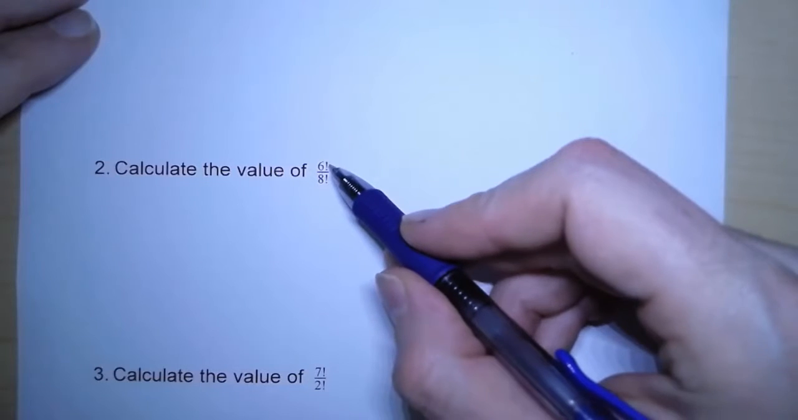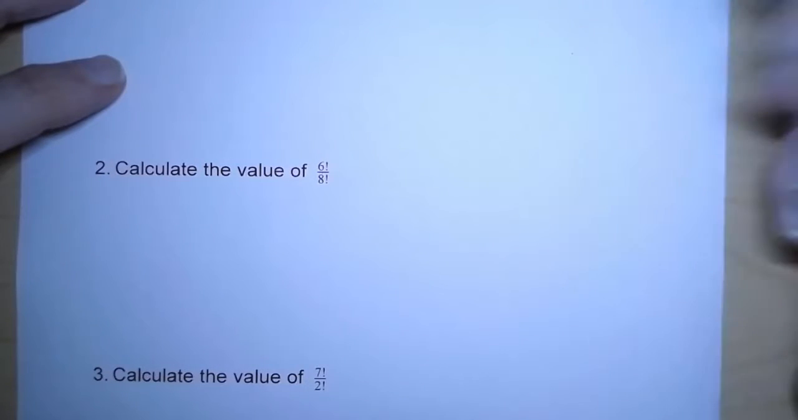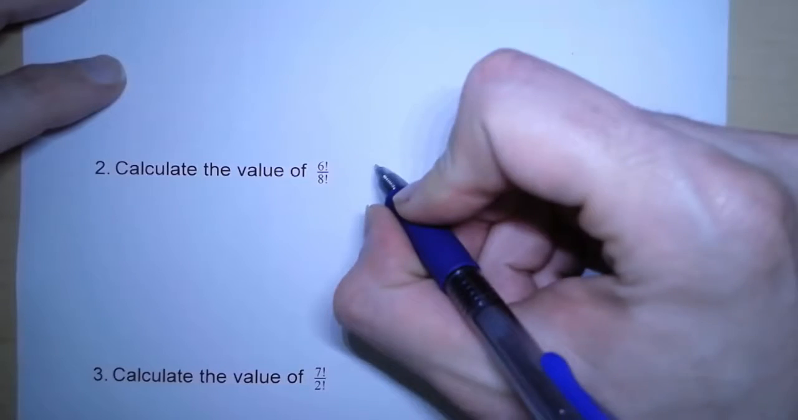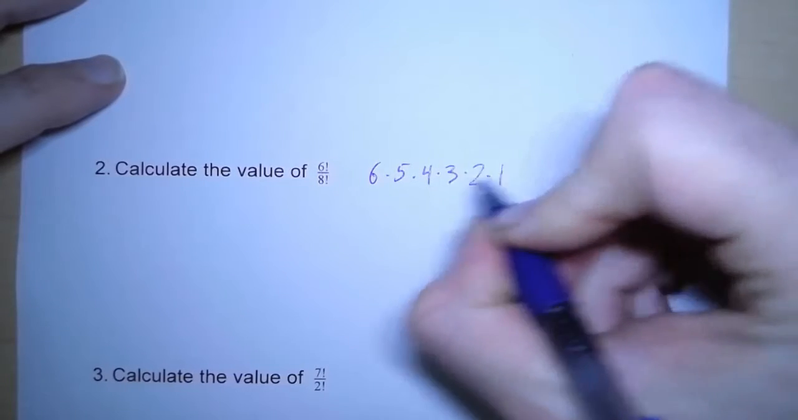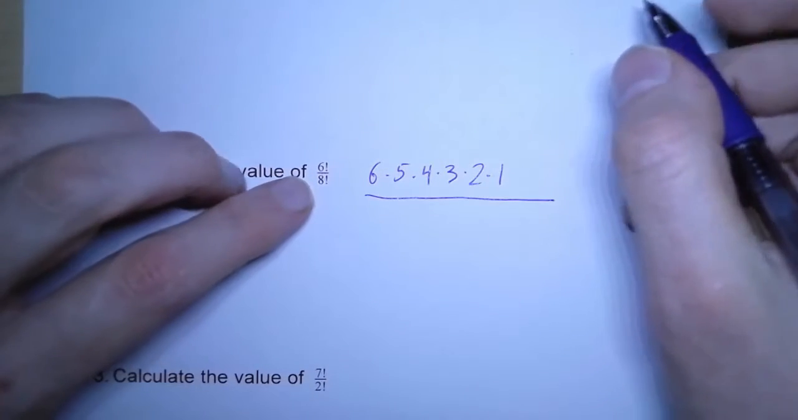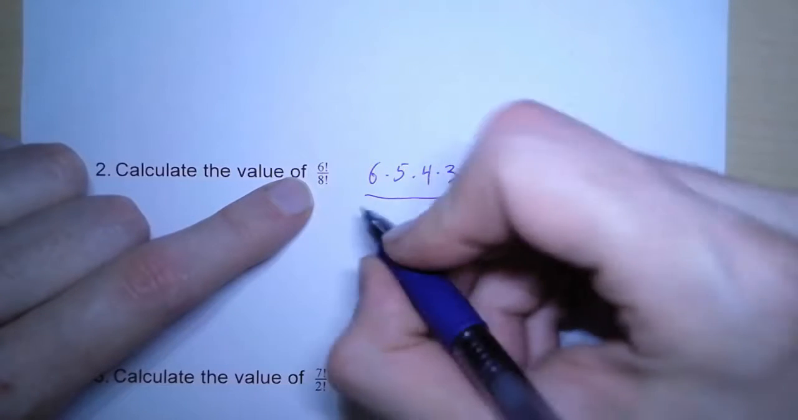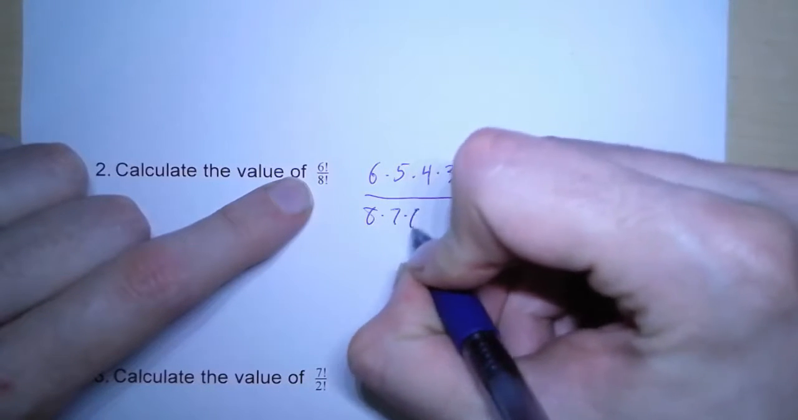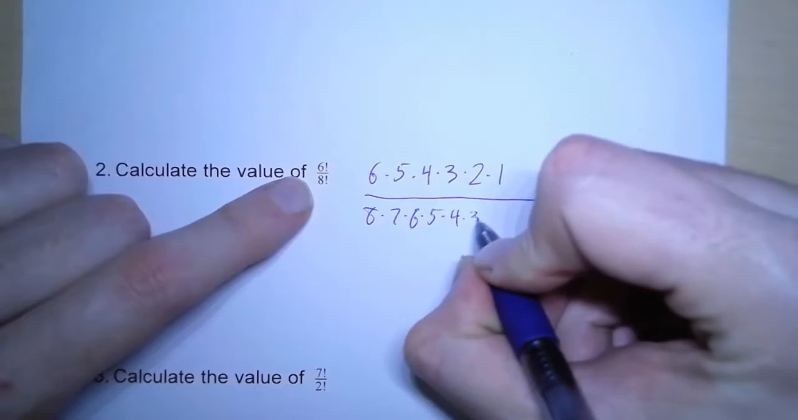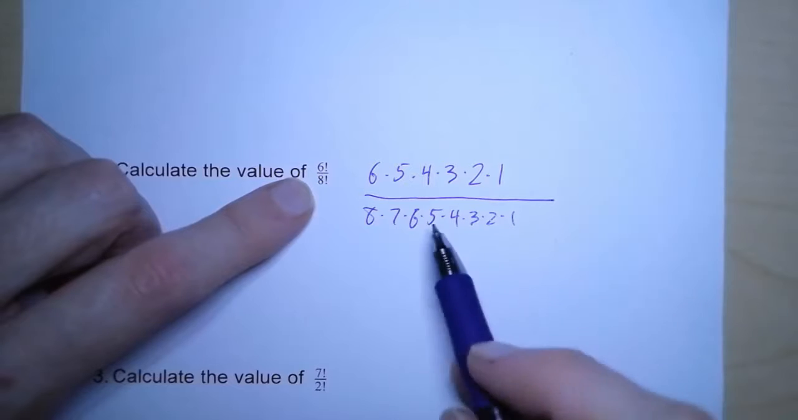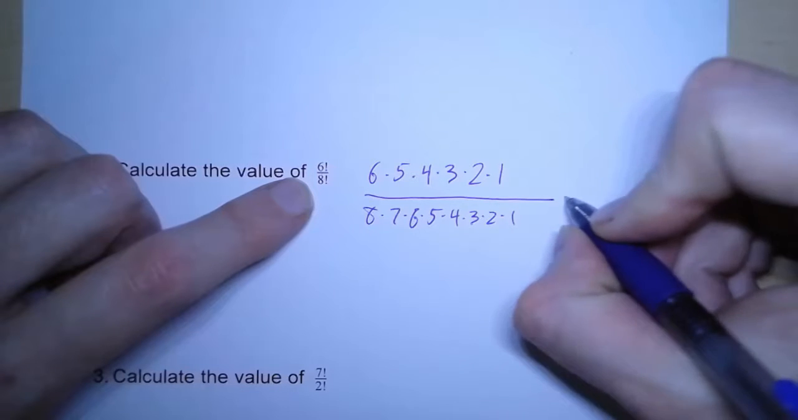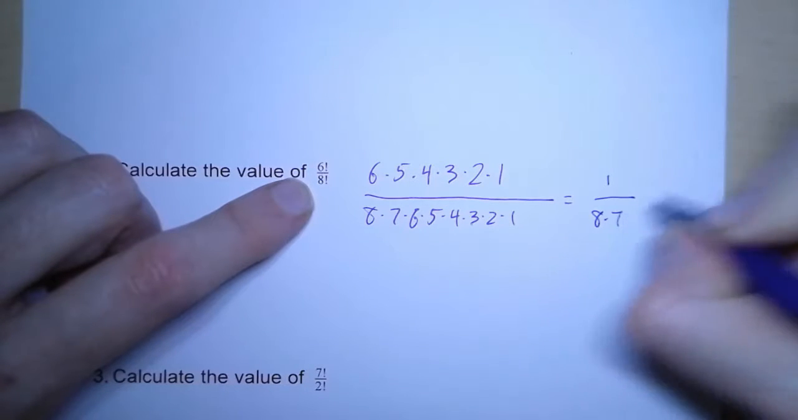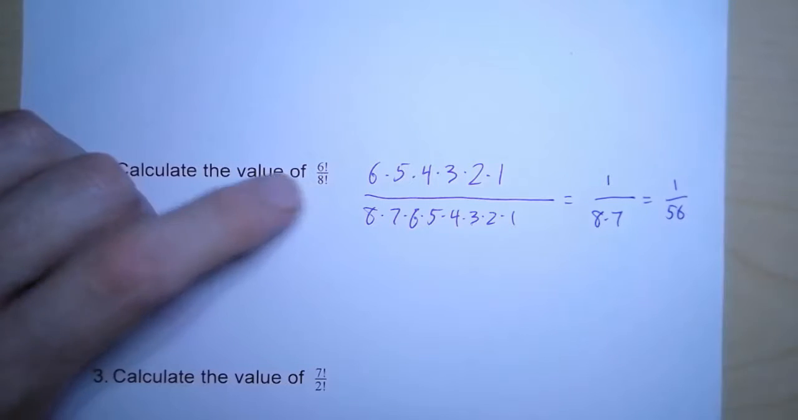And so when we do factorials, basically we take that number and we multiply all the way down to 1. So here we want to calculate this value of 6 factorial over 8 factorial. So 6 factorial is the number of ways we can reorder 6 things. So that's going to be 6 times 5 times 4 times 3 times 2 times 1. We divide that by 8 factorial. That's the number of ways we can reorder 8 things, which is 8 times 7 times 6 times 5 times 4 times 3 times 2 times 1. Now what ends up happening is 1 through 6 up here cancels with 1 through 6 down here. So that leaves us with 8 times 7, which is 1 over 56.